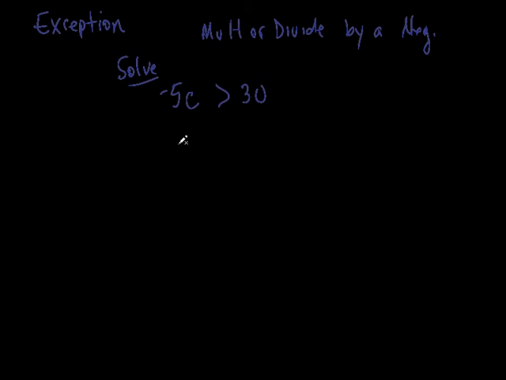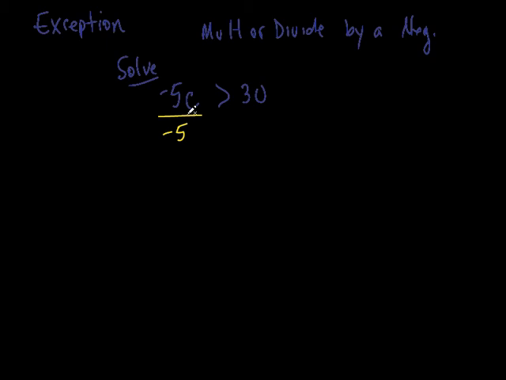All right. We want c by itself. So how do I get rid of the number that's with the c? It's this negative 5. How do I get rid of that negative 5? Well, it's being multiplied, so I always do the opposite. What's the opposite of multiplying by a negative 5? Well, it's dividing by a negative 5.